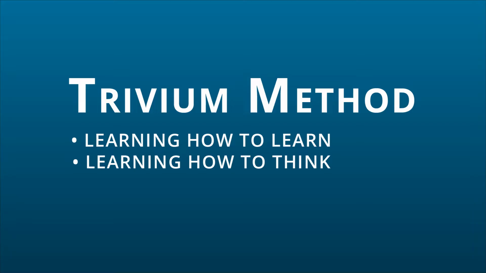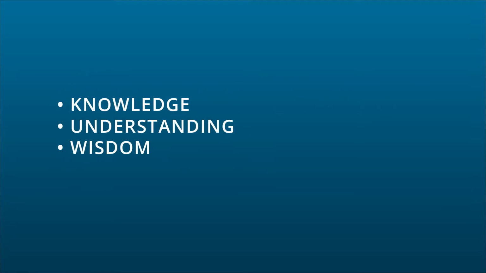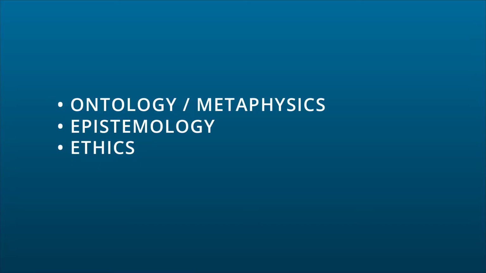The three paths of the trivium. Three paths meet to become the Trivium Method that accurately models how we think and learn. The three paths can be described through different models of three. The classical trivium model is general grammar, formal logic, and classical rhetoric. This can also be represented as knowledge, understanding, and wisdom, input, processing, and output, or ontology, epistemology, and ethics.